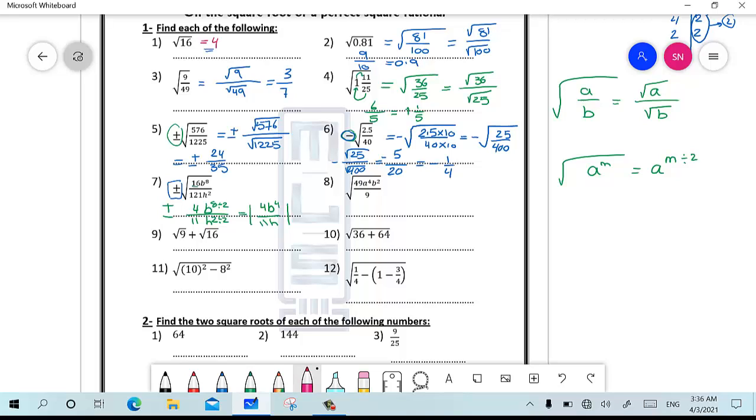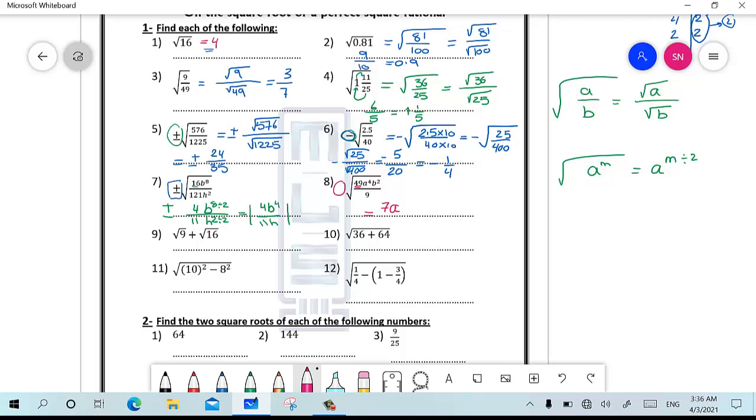Let's go now for number 8. The square root of 49 a to the power of 4 b to the power of 2 over 9. Again, I know that I'm dealing with a positive square root since there is no sign here telling me it's negative or telling me that it's positive negative. So I'm dealing with positive. Square root of 49, I know that 7 by 7 is 49, so it is 7.